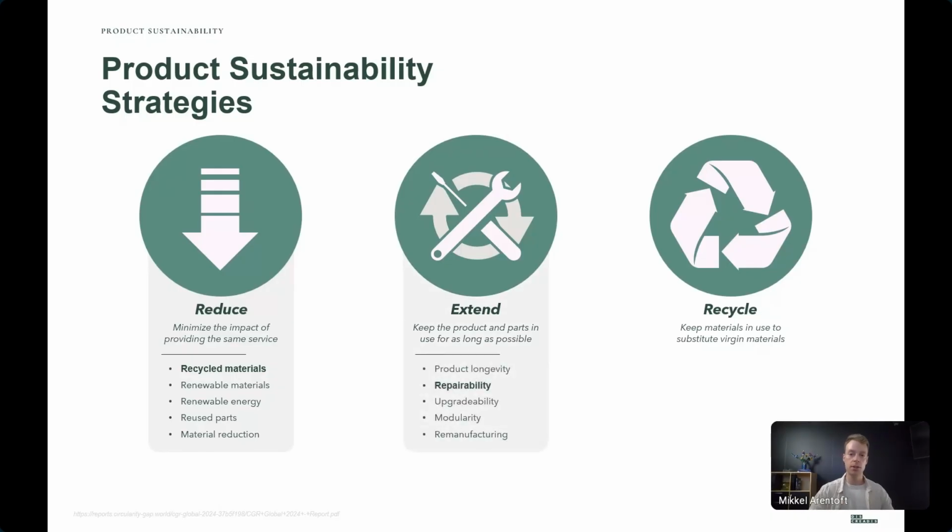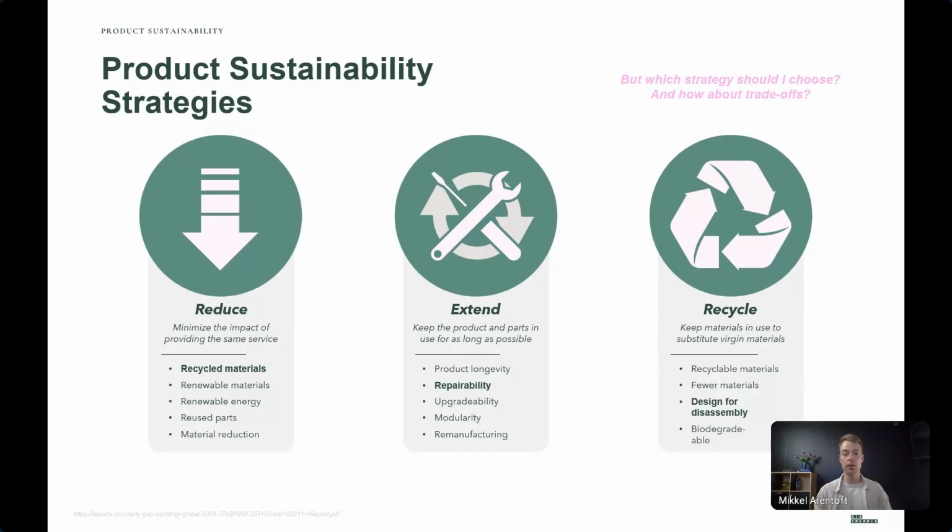In the extend strategy, products are designed so that they are durable and remain functional and valuable for a longer time. And if it does break down and it's no longer valuable, it must be restored to a functional state by, for example, repairing it. If the extend strategy is not feasible, the last resort is to recycle the materials into new products. Not all materials are feasible to recycle, and they need to be disassembled to be sorted correctly after disposal to avoid incineration.